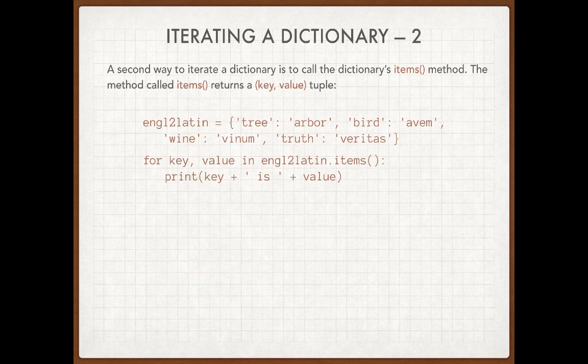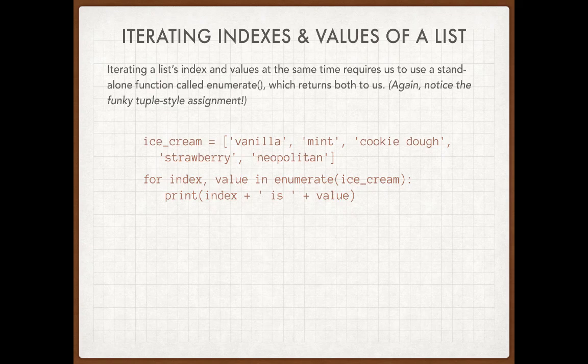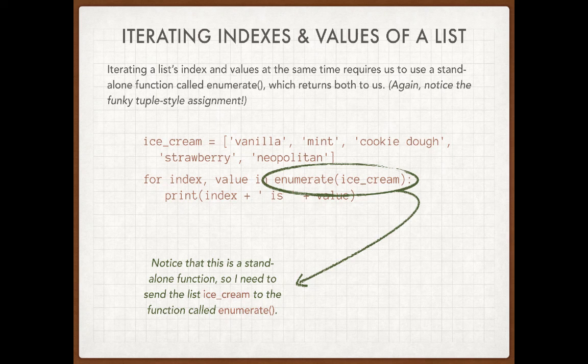All right, one last slide, and then we'll jump into the terminal window and do a little play. This is the same thing, just working with a list. If I needed to look at both the indexes and the values of a list, what I would need to do is send the list to this freestanding function called enumerate. Enumerate is not part of a list. It's not a thing a list knows how to do. It's something separate. And so we give it a list and it says, oh yeah, I know how to do that with a list.